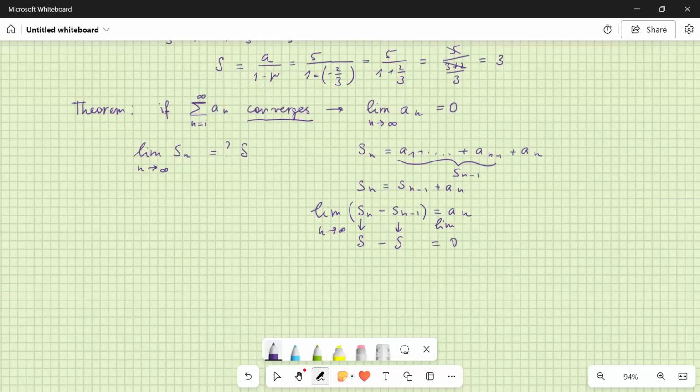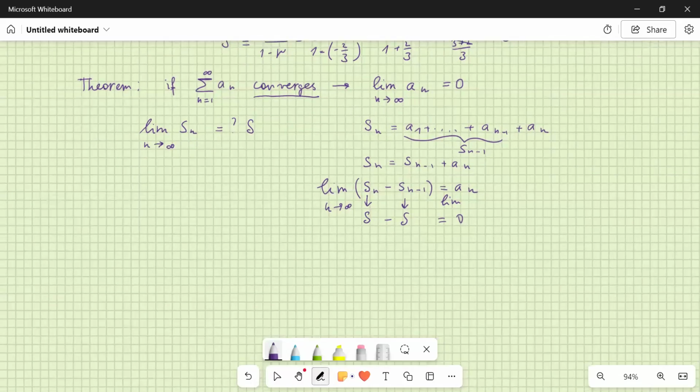Just 0. So the limit of the term will go to 0. You'll probably ask how that's going to be helpful. We are going to get from this theorem the so-called divergence test.